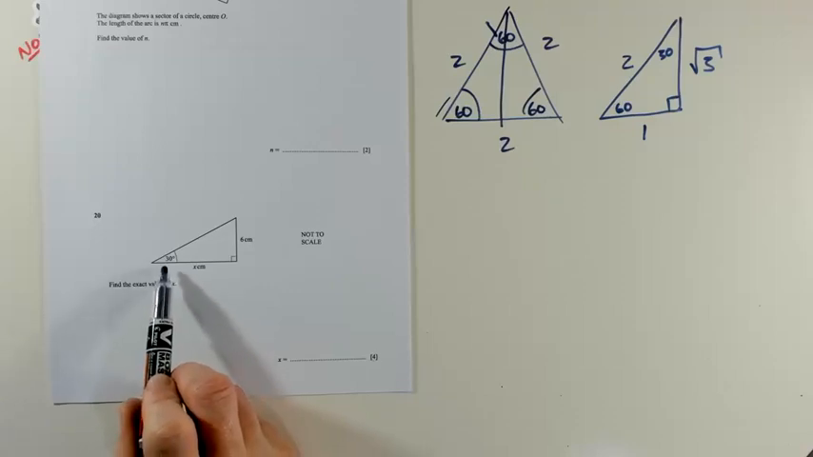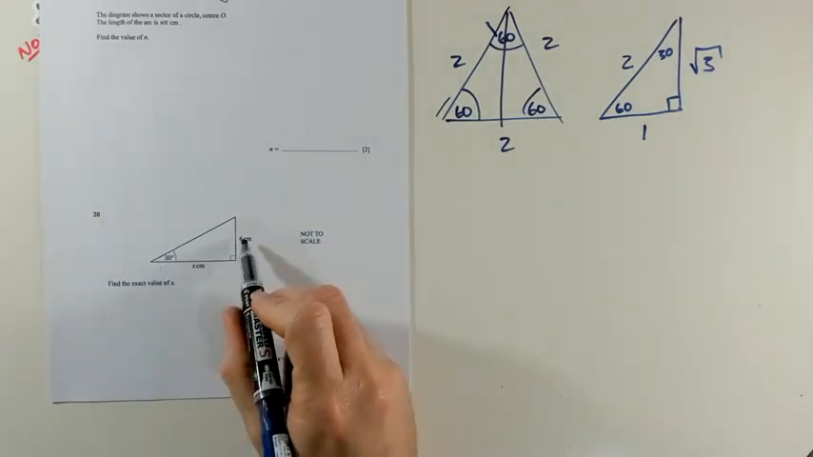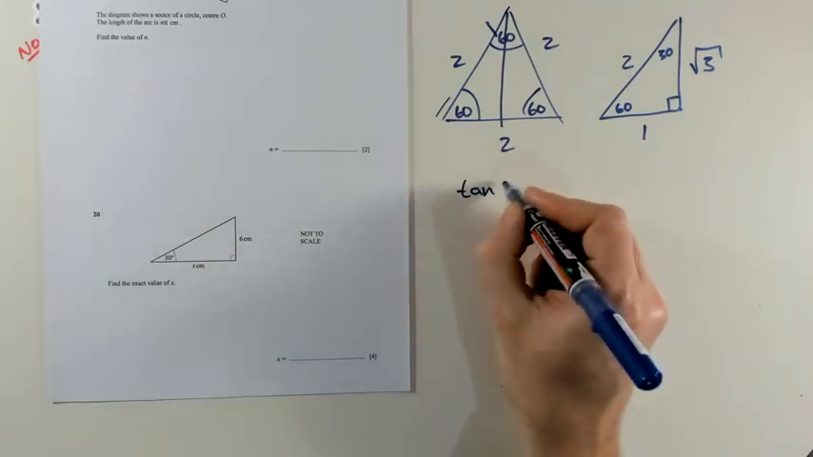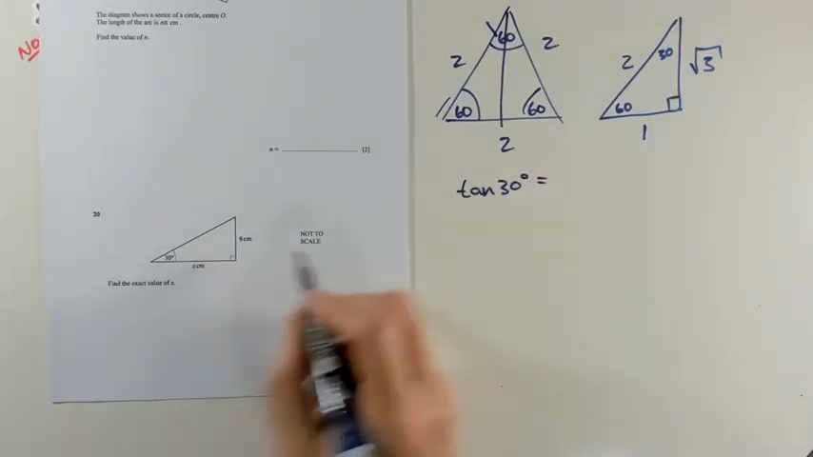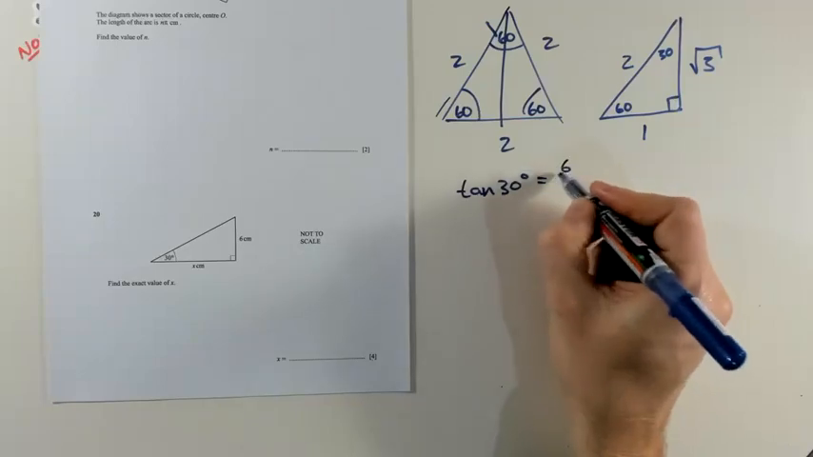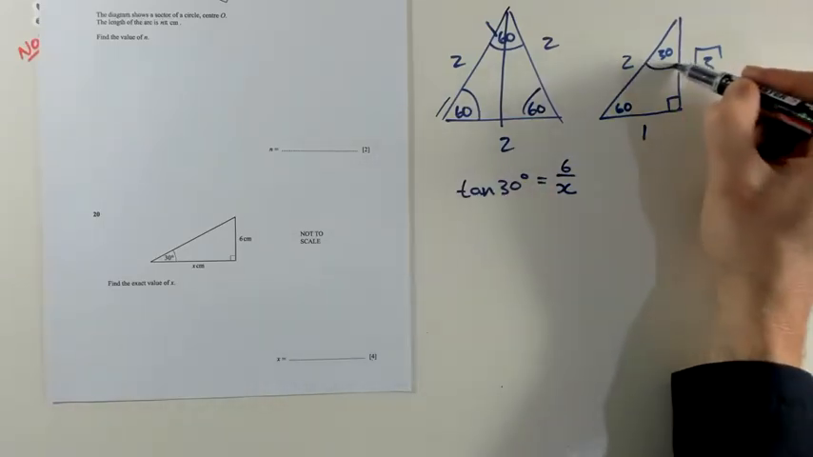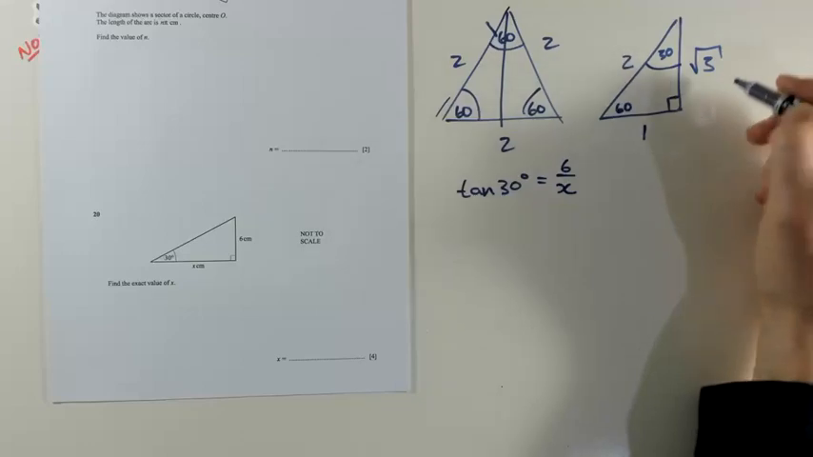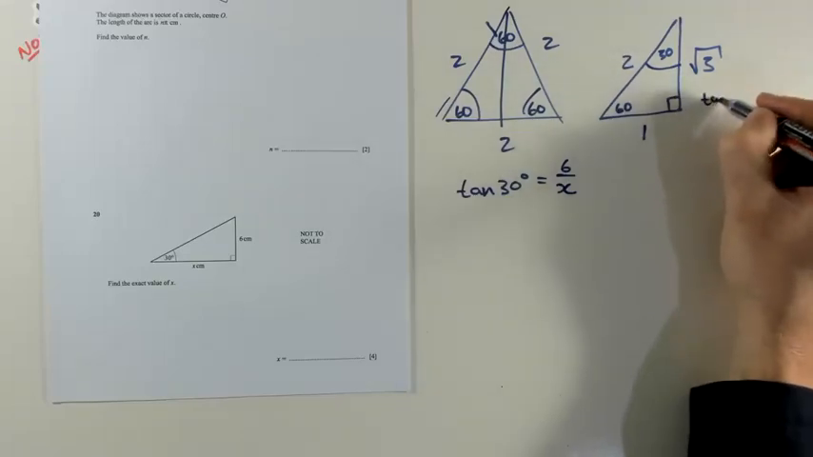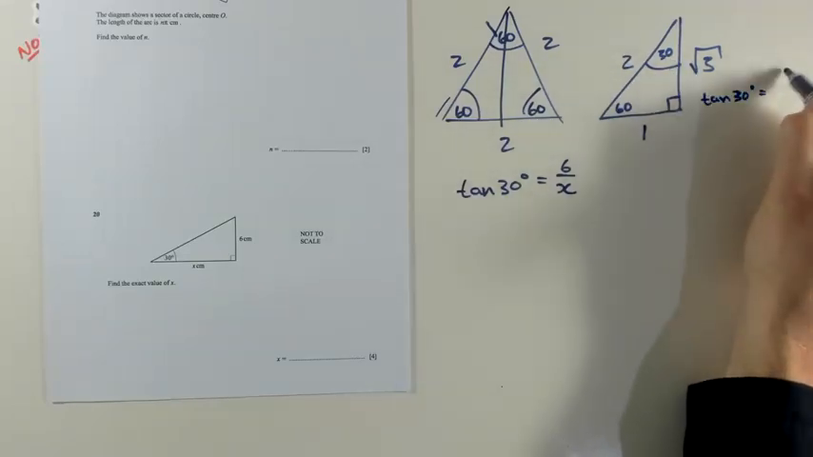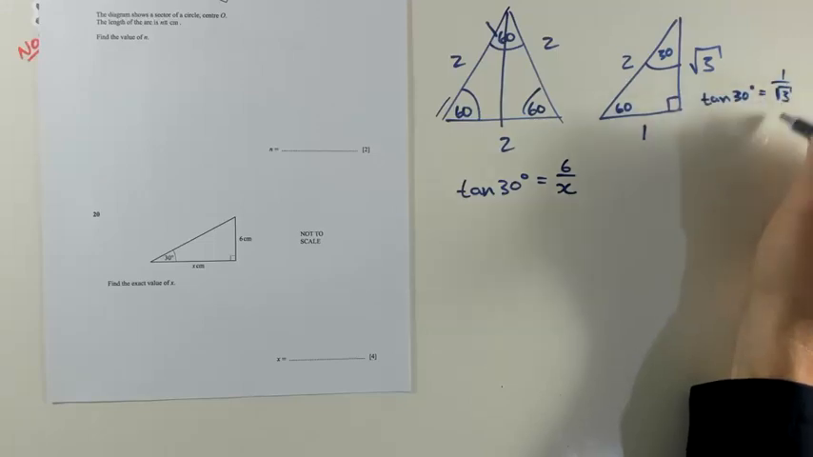In this question, they're saying find the exact value of x. If I look here, this is 30 degrees. So this is opposite and that's adjacent. So tan of 30 degrees is going to be the opposite, which is 6, over x. And tan of 30, if you don't know this, is 1 over the square root of 3.